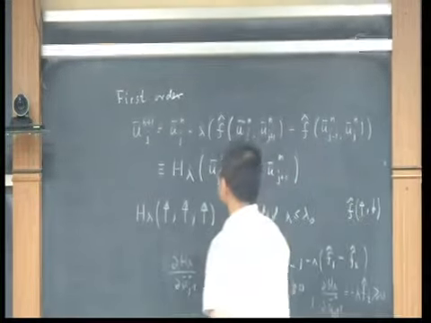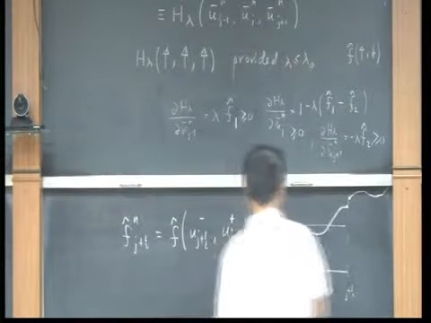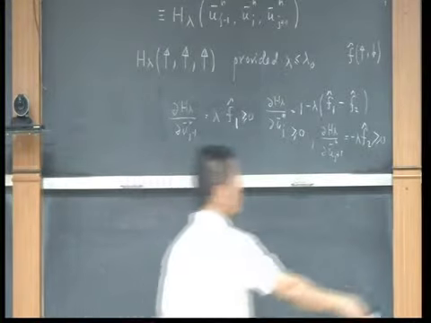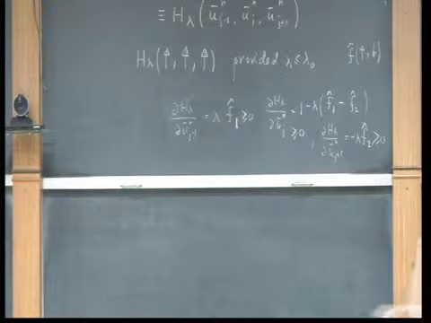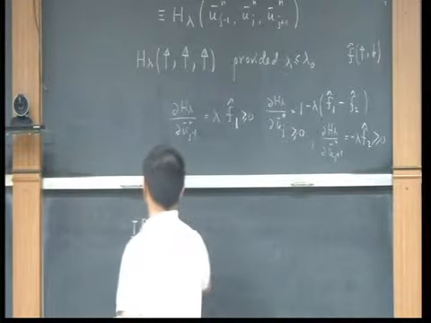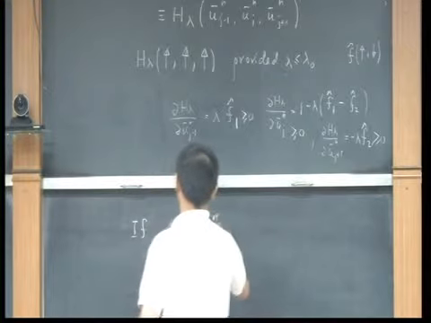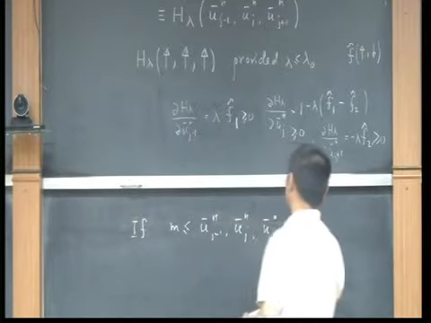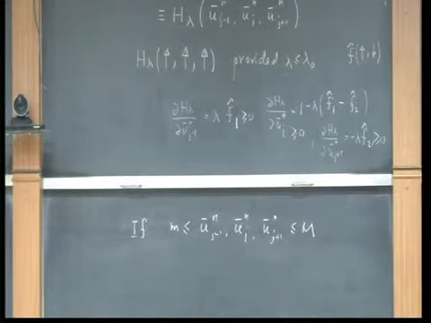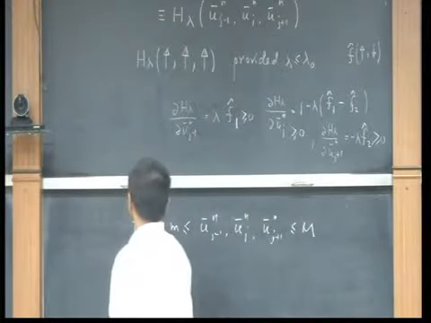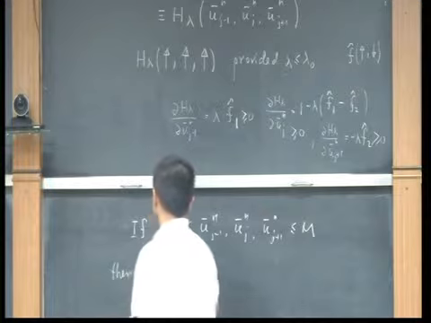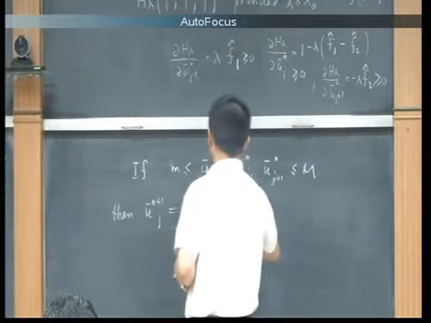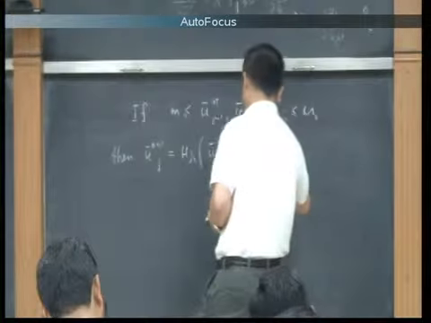So if it is a monotonically increasing function of all 3 of them, then it is very easy to prove this Mason principle. In other words, if all 3 of them, j minus 1, j, and j plus 1, are between small m and capital M, then u bar of n plus 1 j equals h lambda of u bar of nj minus 1, u bar of nj, u bar of nj plus 1.